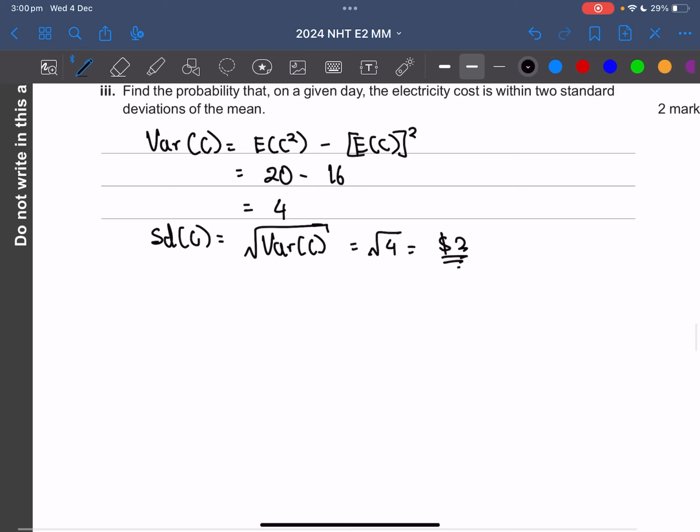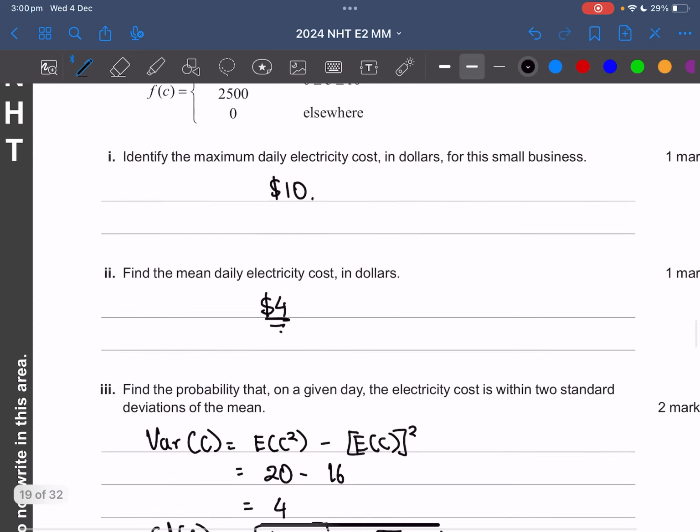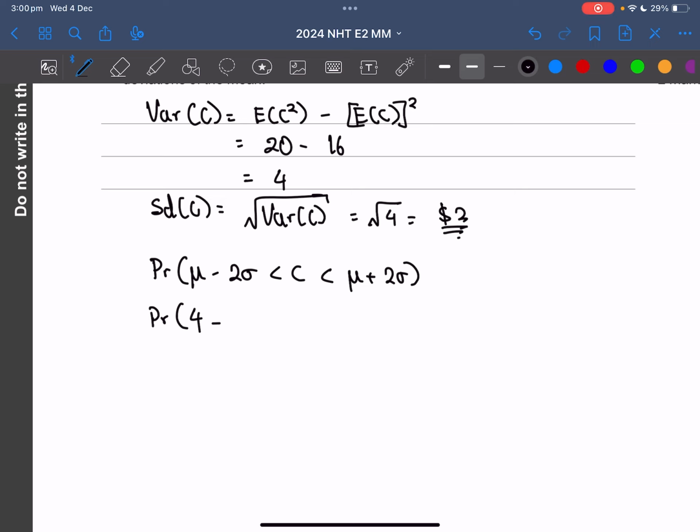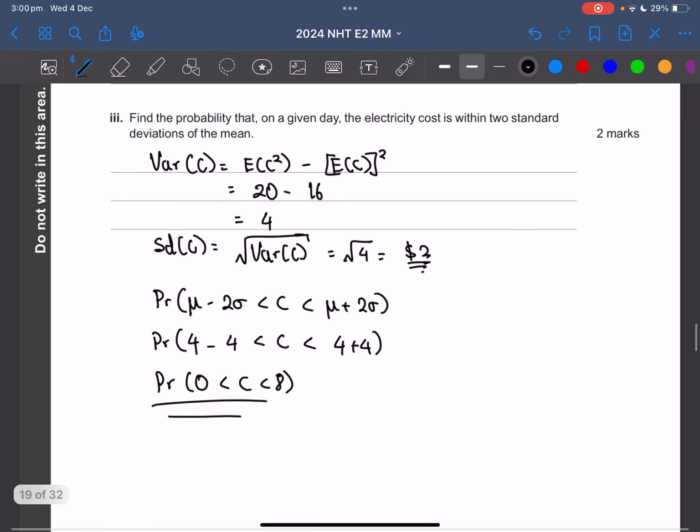Okay, and what we are finding is the probability that the cost is between 2 standard deviations of the mean. So we'll have the probability that mean, which is 4, take away 2 times the standard deviation, which is 4, less than c less than 4 plus 4. So probability that 0 less than c less than 8. This is what we are finding. And which distribution do we use here?